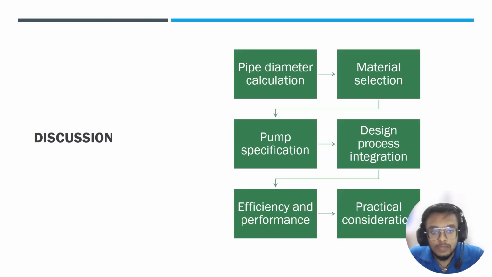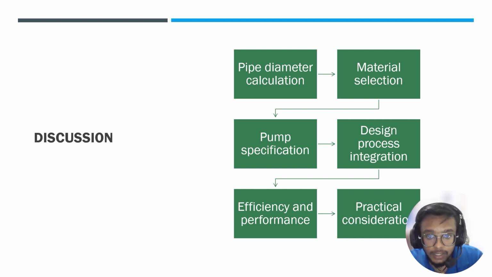Okay, now let's talk about the discussion. First, pipe diameter calculation. The pipe diameter calculation was crucial to ensure optimal flow characteristics within the system. We use the continuity equation to maintain a balance between velocity constraints and system capacity by setting a velocity limit of 3 meters per second and a required flow rate of 5 cubic meters per minute. We calculate a pipe diameter of approximately 0.188 meters. This careful consideration ensures efficient flow performance while adhering to practical constraints.